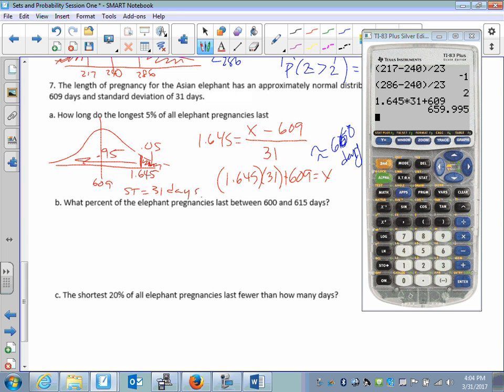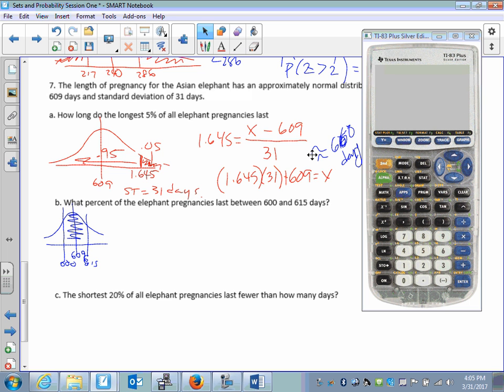What percent of elephant pregnancies last between 600 and 615 days? All right, now once again, what we want here is, here's 609, here's 600, and here's 615. And what we want is this region here. So we're going to have to find the z-scores of 600 and 615, and then find the table values for those and subtract the smaller one from the larger one.